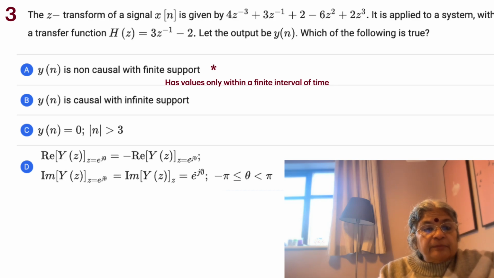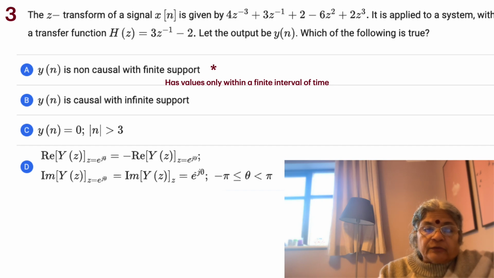If it is applied to a system with the transfer function hz is equal to 3z raised to minus 1 minus 2. Of course, this is a purely causal signal. Let the output be yn; which of the following is true? Of course, we know that when the input signal xn is given to a system as shown by hz, then yz, the z transform of yn, is equal to xz hz. So we have to multiply them.